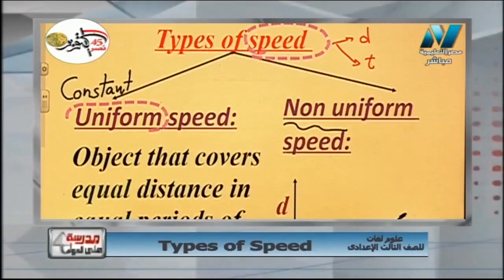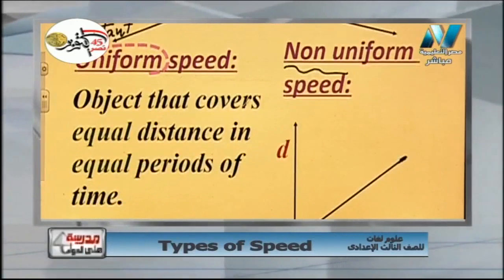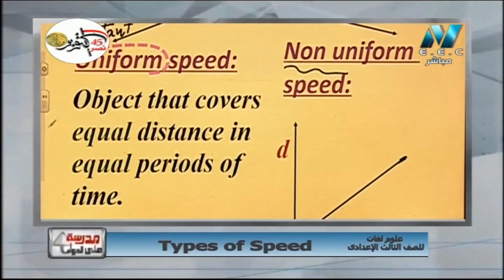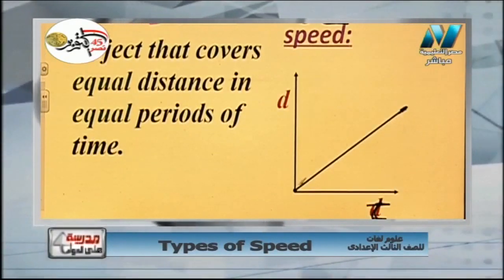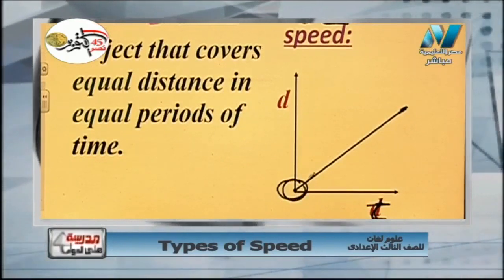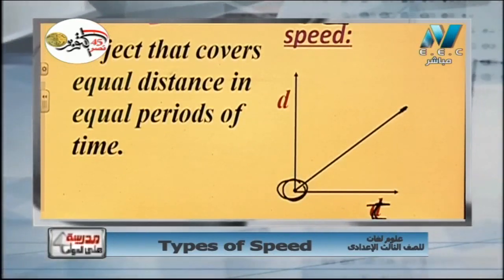Welcome back, dear students. Let's complete our lesson today. We talk about the other side, the non-uniform speed or irregular speed. As we see here, we have uniform speed and non-uniform speed. We said uniform speed is an object that covers equal distances in equal periods of time. And we can represent the relation between distance and time in this graph by using a straight line that passes through the origin point. So if we are asked to give a reason, we can answer by using the definition.